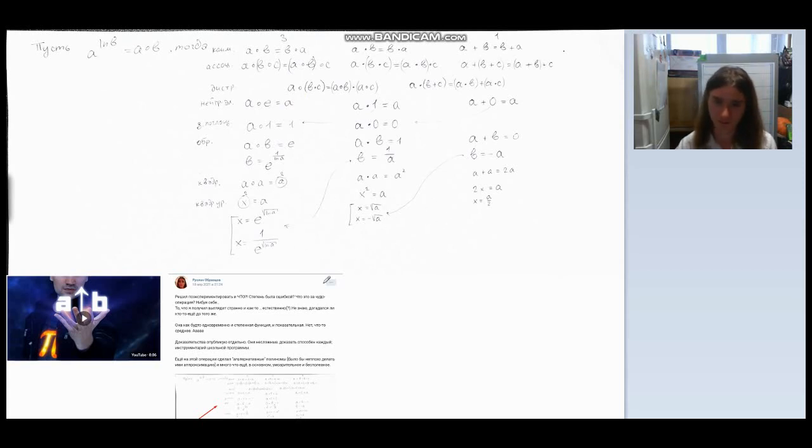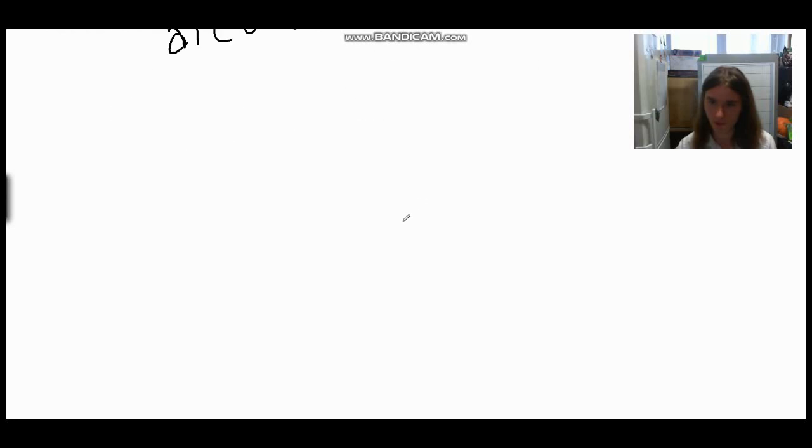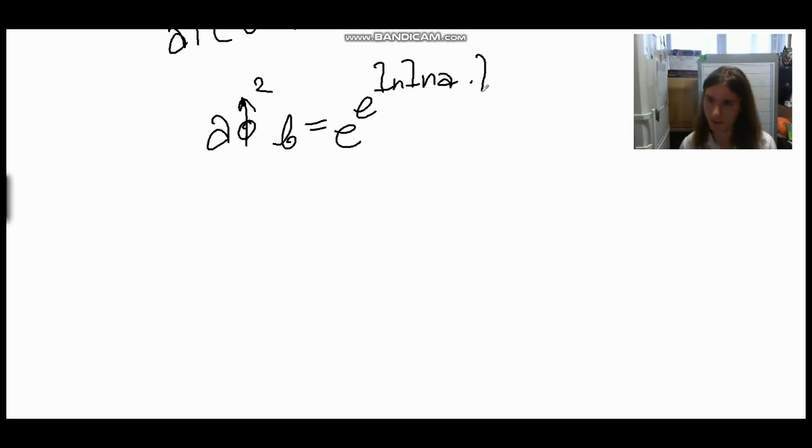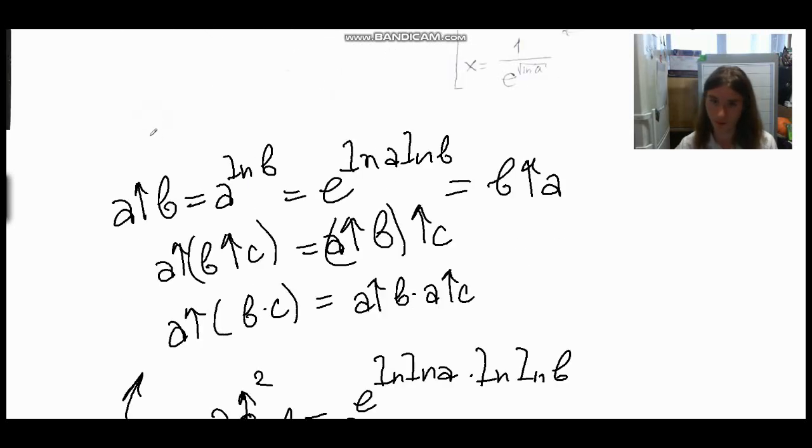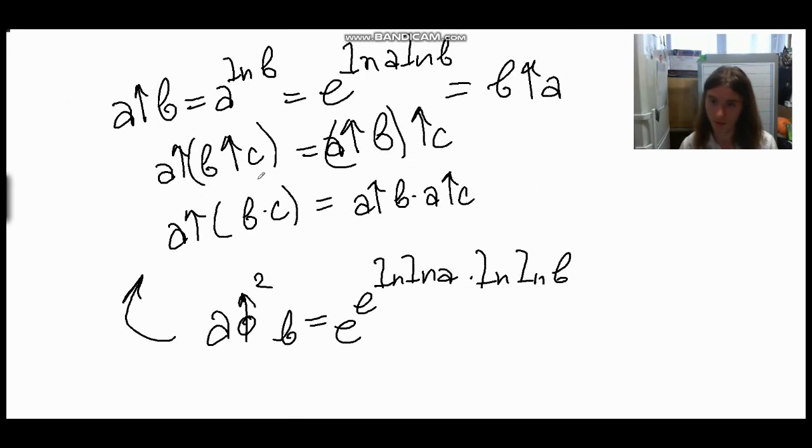And some other things. But what if we just say that there's some operation like this, a to b, that looks like this: e to the ln a times ln b. Whoa. Suddenly this operation is commutative, associative, and distributive with that operation. Wow.